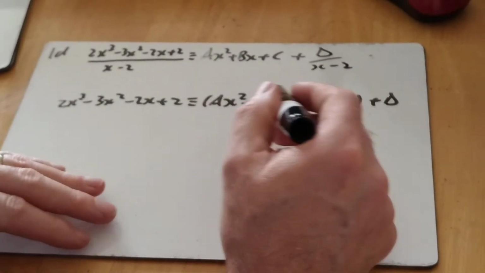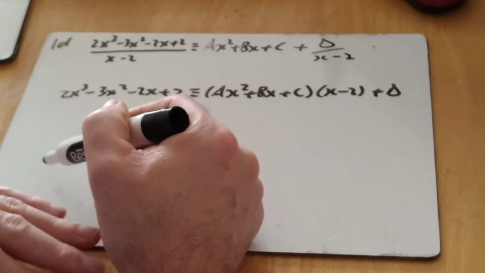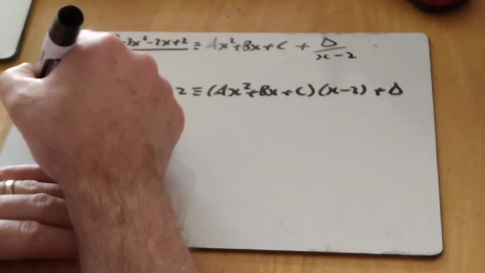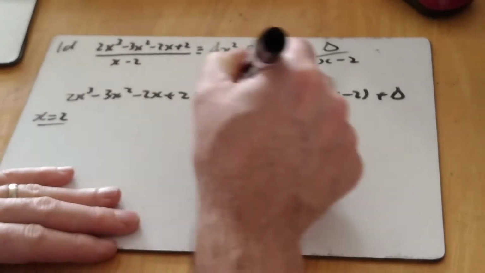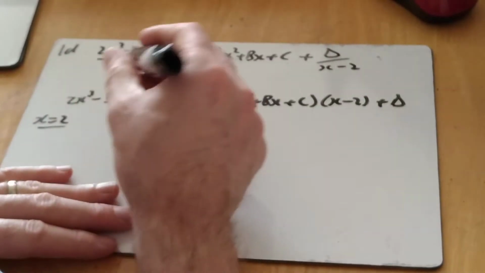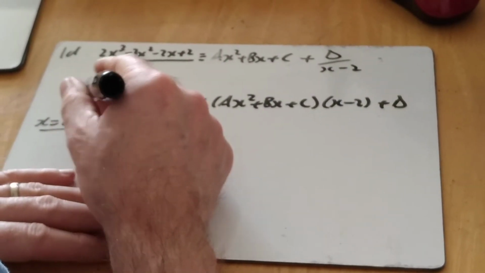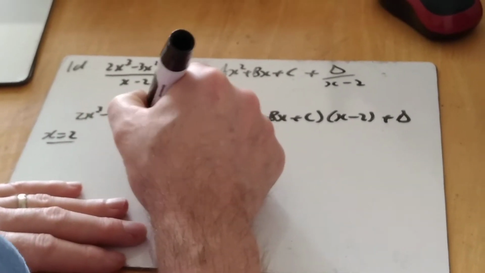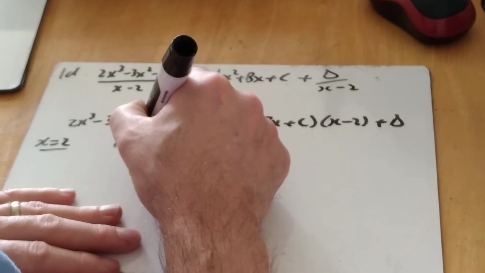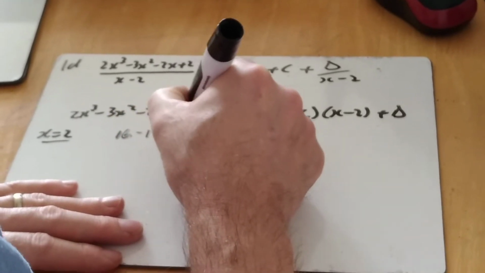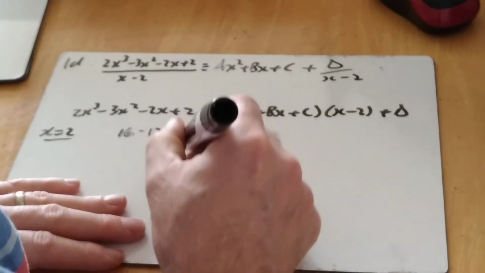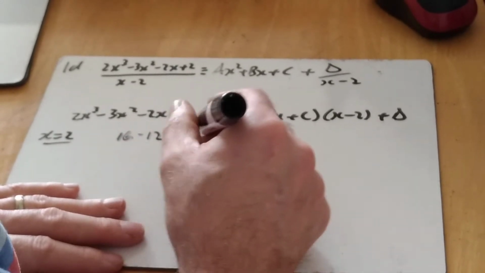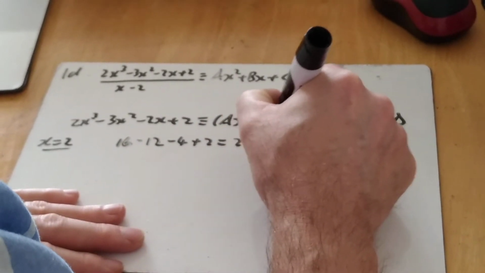And I can do the same sort of thing as before. I need 4 things to find my 4 constants. x equals 2 gets rid of all that lot to help me find d. So because I've got a bit more going on, it might make more sense to actually show what I've got. 2 times 8 minus 3 times 4, 12, minus 4 plus 2. What does that equal there? 18 minus 16, 2 equals d.